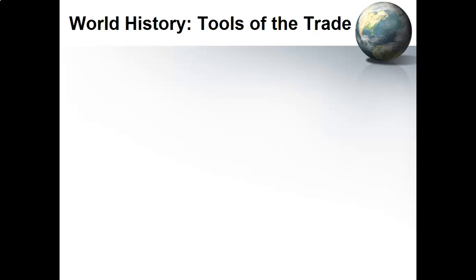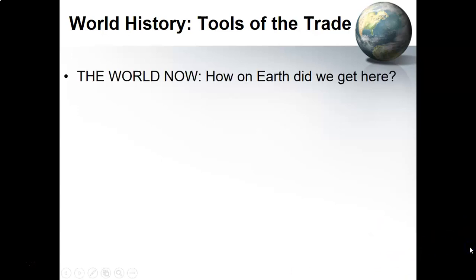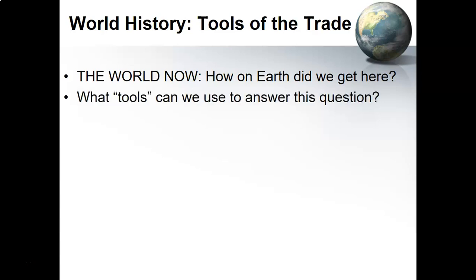But to begin with, the big thing about history is we're studying the past, allegedly. Another way to think about it, though, is really how did we get to where we are now? So if we start with now, how on earth did we get to where we are? To answer that question, though, there are three tools that we're going to focus on for the next three lessons.